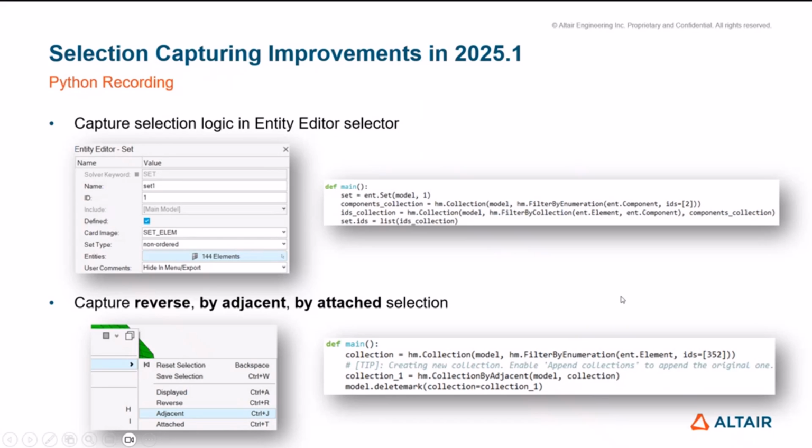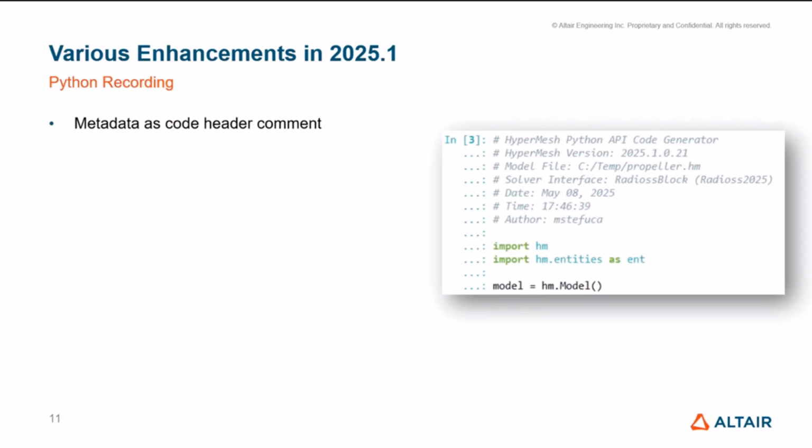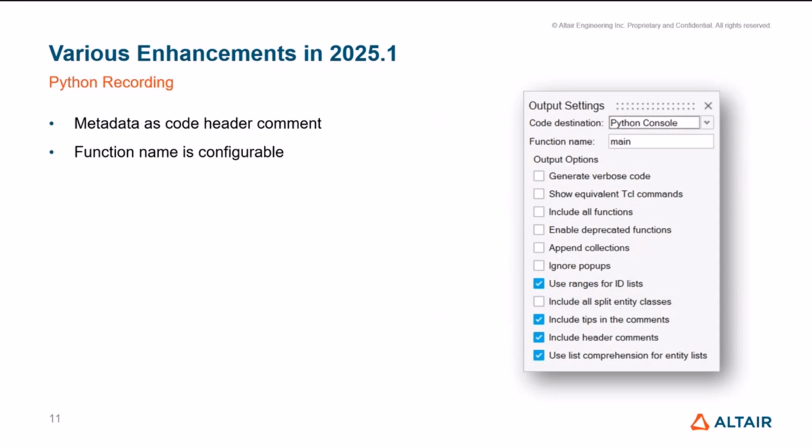There's a few more things that we're bringing in, sort of smaller scale, but we hope something that you will enjoy and find beneficial. Many of these are also exposed through the settings, so you can control them, switch them on and off as you prefer. We are now adding a header comment to the generated code where we mention the date, time, username, also if a model file has been used, and also HyperMesh version, solver interface, a couple of things that you can then use for tracking. Function name is configurable.